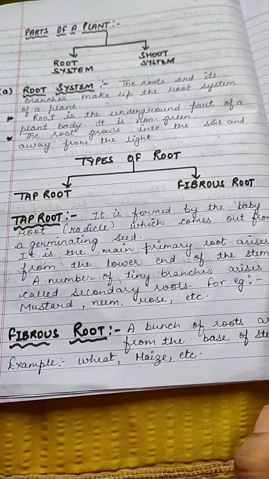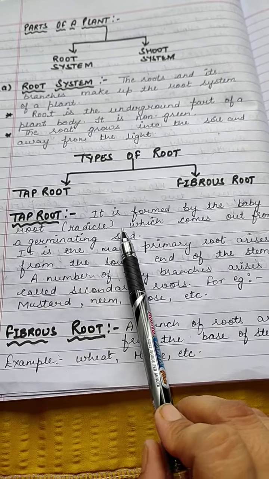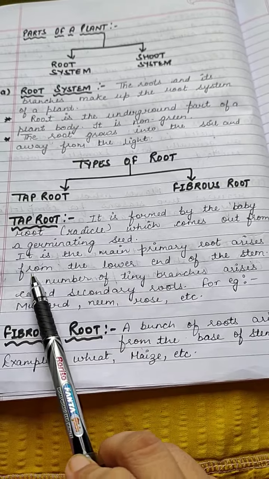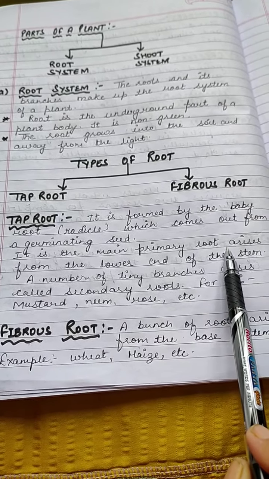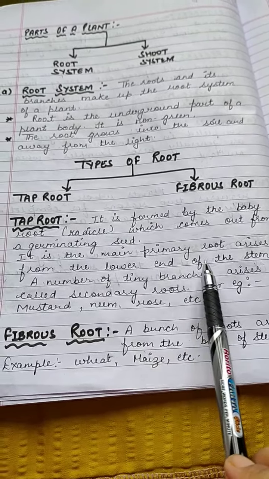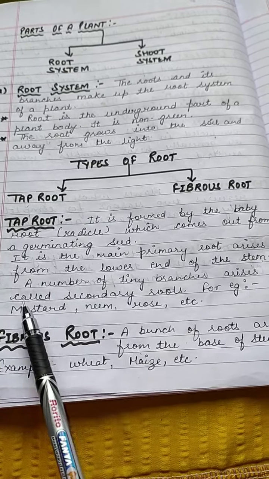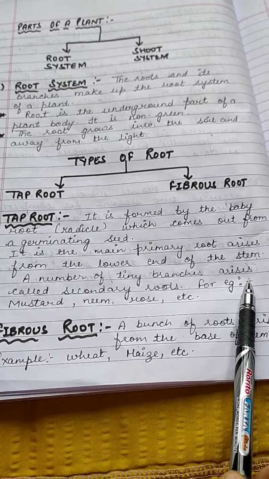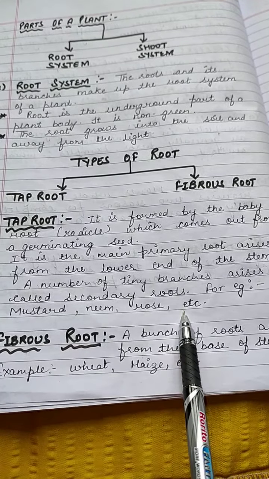It is formed by the baby root or radicle which comes out from a germinating seed. It is the main primary root that arises from the lower end of the stem. A number of tiny branches arise, which are called secondary roots. For example, mustard, neem, rose, etc.